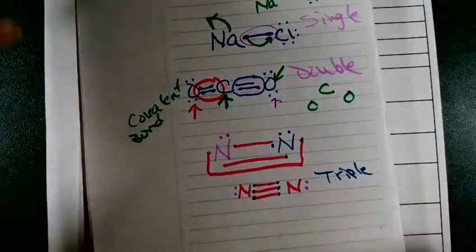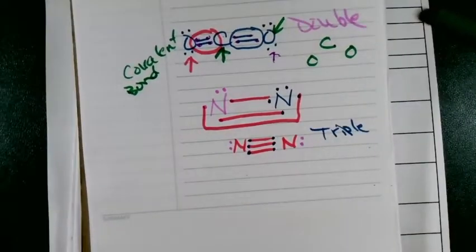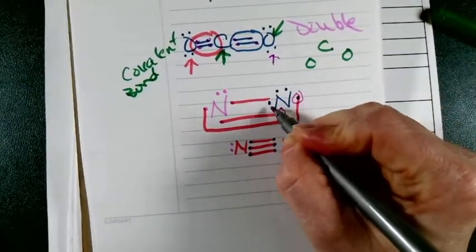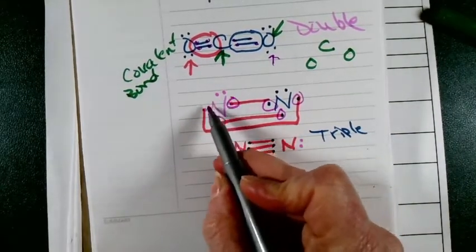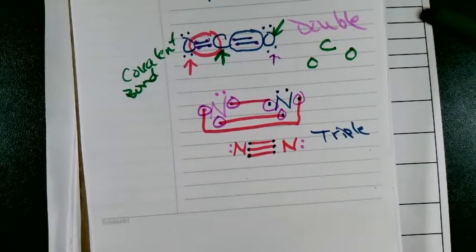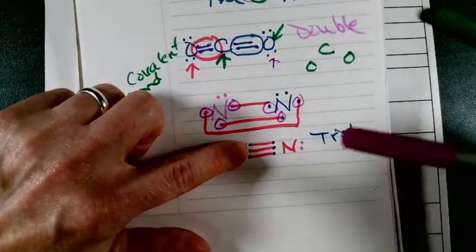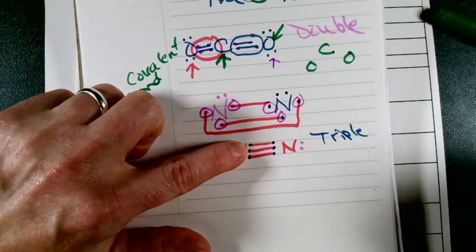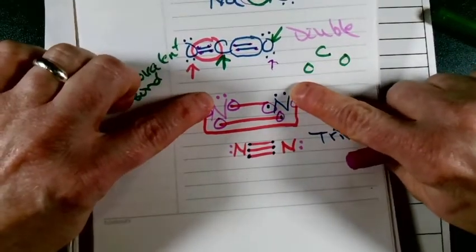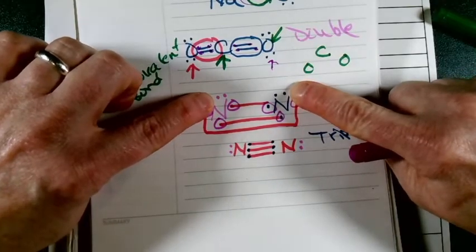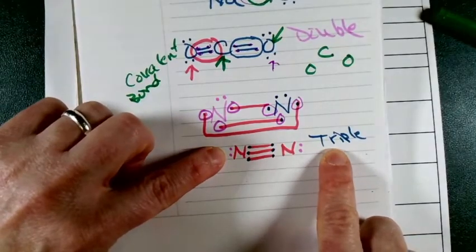Okay, let's go down to our triple bond real quick. So you have nitrogen. Each one of them has 1, 2, 3 single electrons. Those single electrons can bond together and make a triple pair. So it's a triple bond sharing 3 pairs of electrons, or a total of 6. And each nitrogen comes into the relationship with its own lone pair, which they keep. This is a triple bond.